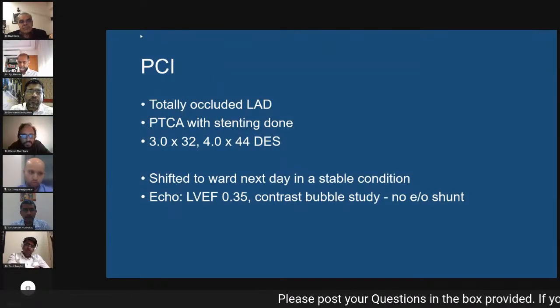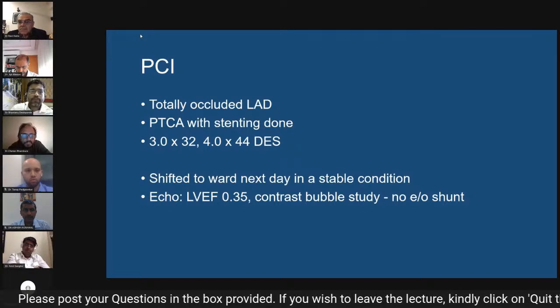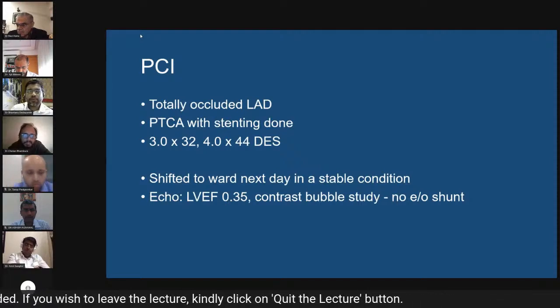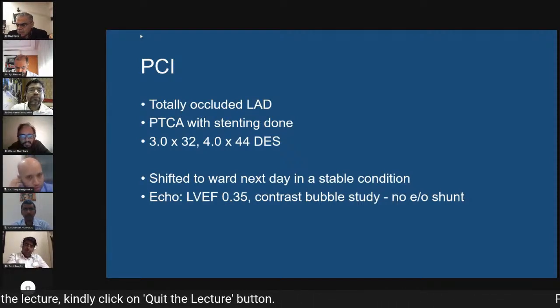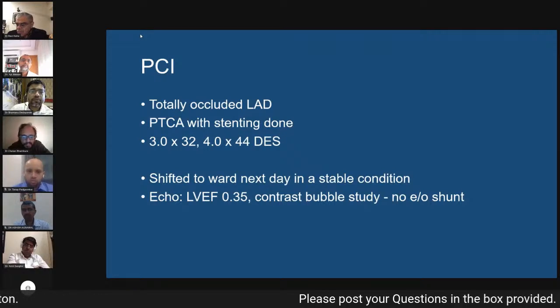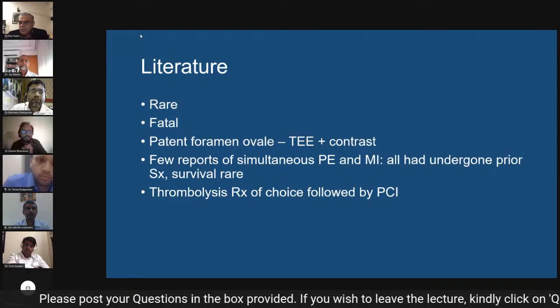So there were two stents, distally 3.0 by 32 and proximally 4.0 by 44 drug-eluting stents. Shifted him to the ICU, and he settled down completely. And next day I shifted him to the ward. Did an echo, EF was 35, PA pressure had come down, and I also did a bubble study.